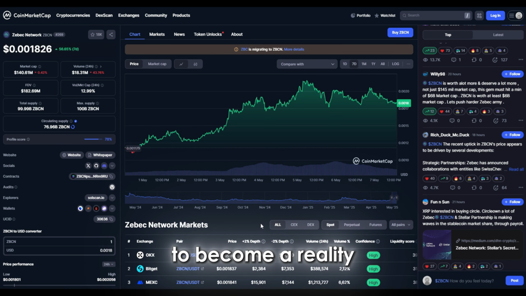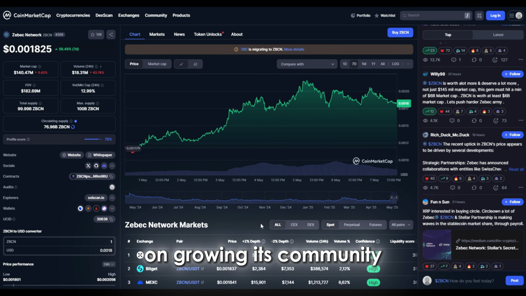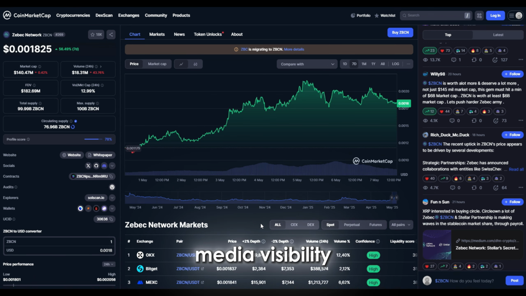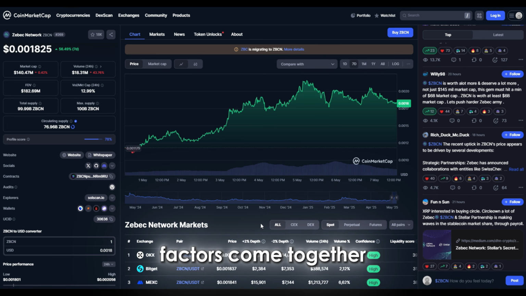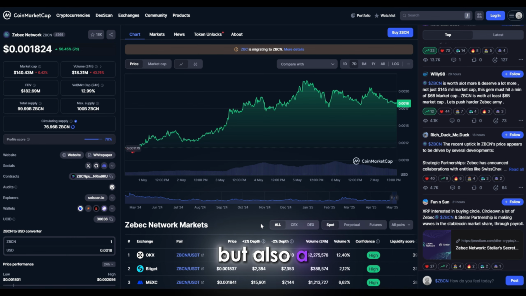However, for this to become a reality, the Zebec team needs to focus on growing its community, expanding its use cases, increasing its social media visibility, and solidifying demand for the token. When all these factors come together, ZBCN's listing on Binance could become not only a possibility, but also a strong expectation.